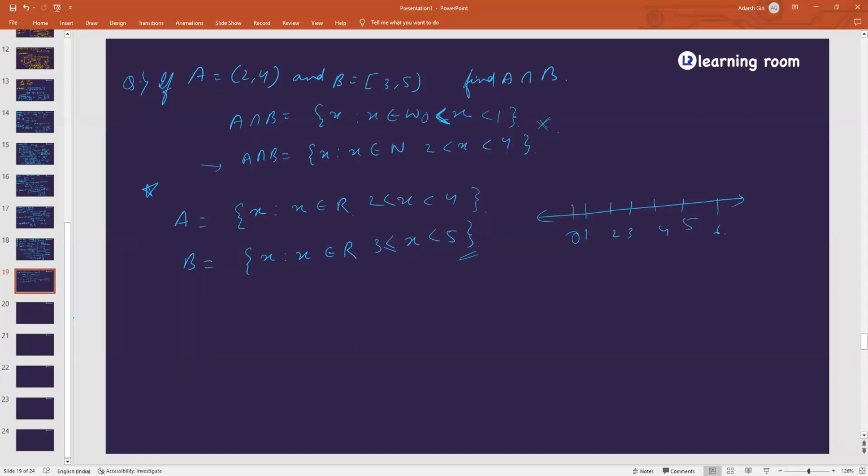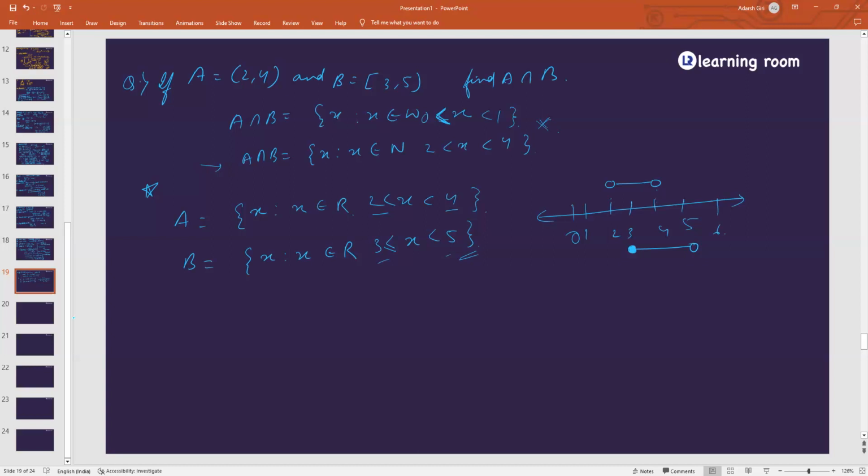Okay. So what we can do, we can represent this on a number line. If it is starting from 2 to 4, I can write it like this. I'll put a circle on 2 and a circle on 4. Circle means I'm not containing that number. And if I have to write X greater than or equal to 3 and less than 5, I'll put a solid dot here and a dot here. Hollow circle means I'm not taking that point. Dot means I'm taking that point.